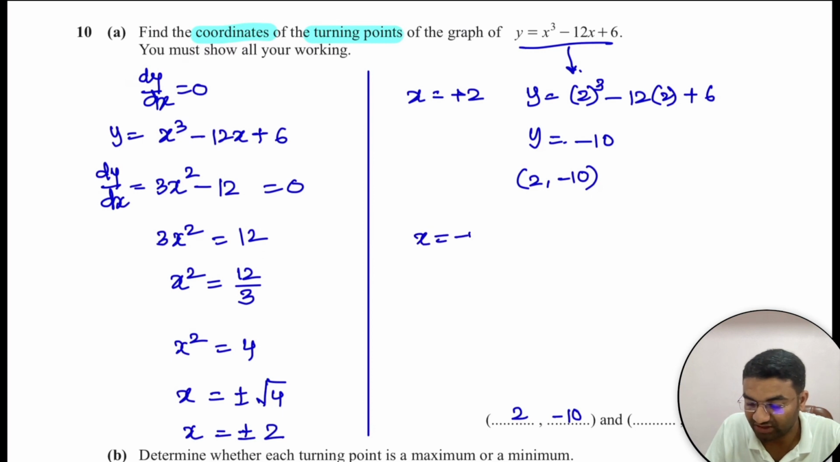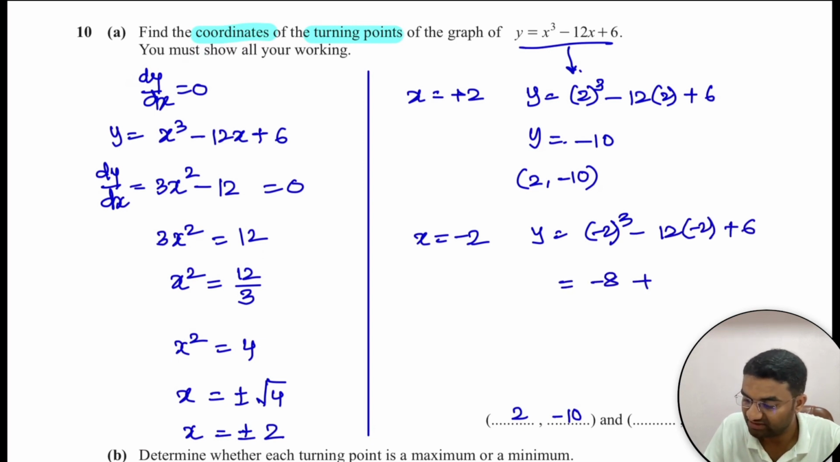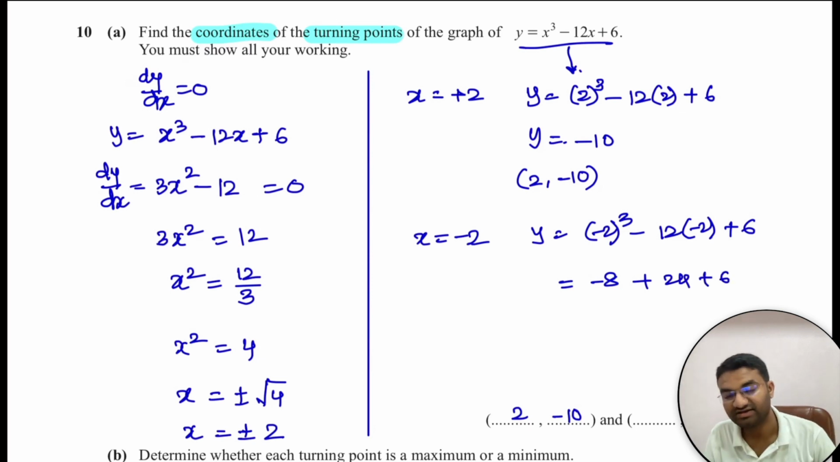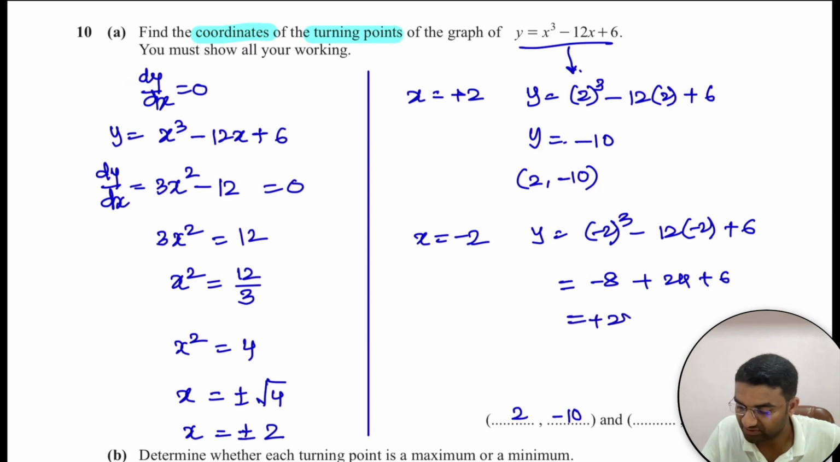Then when x is equal to negative 2, y is equal to negative 2 bracket cube minus 12 times negative 2 plus 6, right? So negative 8 plus 24 plus 6, isn't it? 24 plus 6 is 30, 30 minus 8 is 22. So we got the next point, that is positive 22. So negative 2 comma 22 is another point, right?